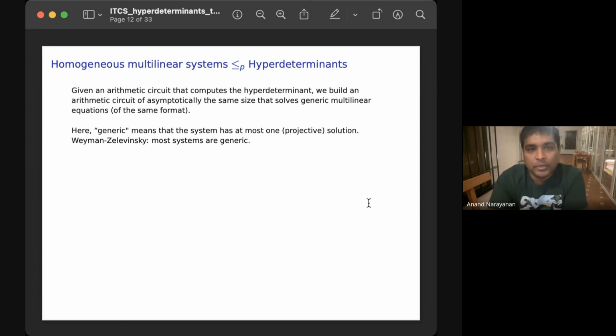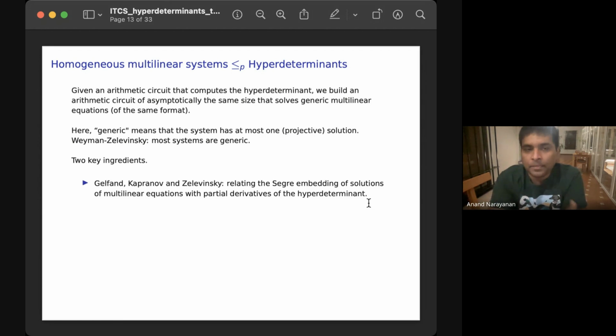Okay, so how do we do the reduction? And there are two ingredients. So if you're trying to solve, oh, one second. It's trying to time me out again.